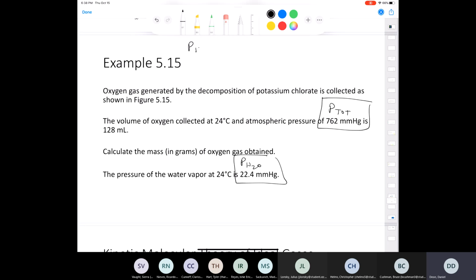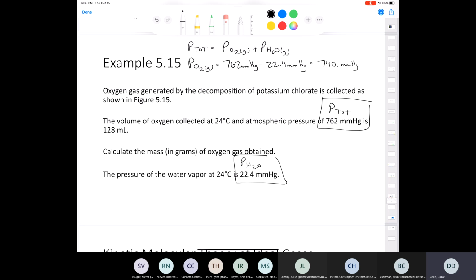And we know that the total pressure is equal to the pressure of the oxygen gas plus the pressure of the water vapor. Therefore, we can rearrange this to say the pressure of the oxygen gas is going to be equal to 762 millimeters of mercury, subtract 22.4 millimeters of mercury. That gives us a pressure of 740 millimeters of mercury.